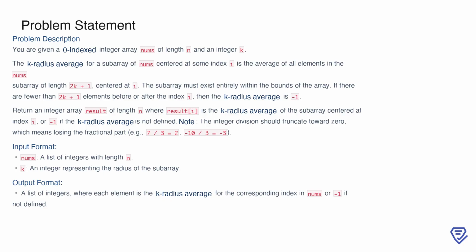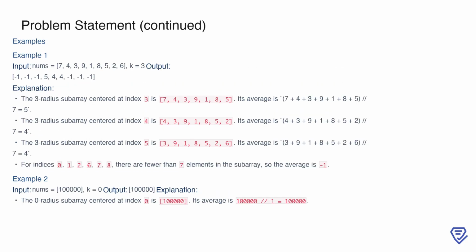If it doesn't, or if the required number of elements isn't available, the K-radius average for that index will just be -1. The result is an array where each value corresponds to the K-radius average of the subarray at that index, or -1 if the average isn't defined. Additionally, when performing integer division to calculate the average, we round down towards 0, which means that any fractional part is simply discarded. Let's look at some examples to better understand the problem.